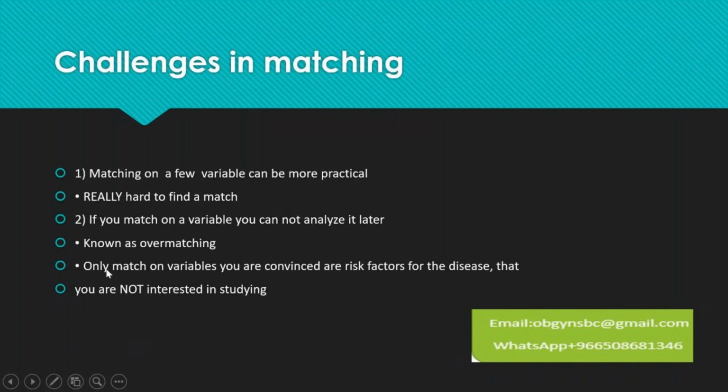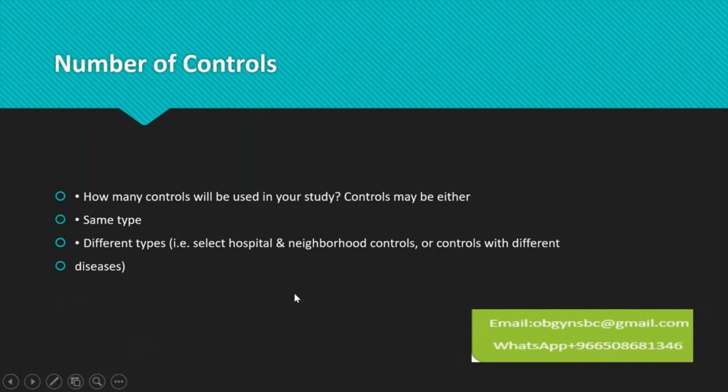That's why we should only match on variables you are convinced are risk factors for the disease, and not the ones you are interested in studying. So match the cases and the controls mostly on a few variables, but you should not be matching on the outcome, that is, what the exposure was, what the risk factor was. Don't try to match them at multiple levels because it will lead to confusion.